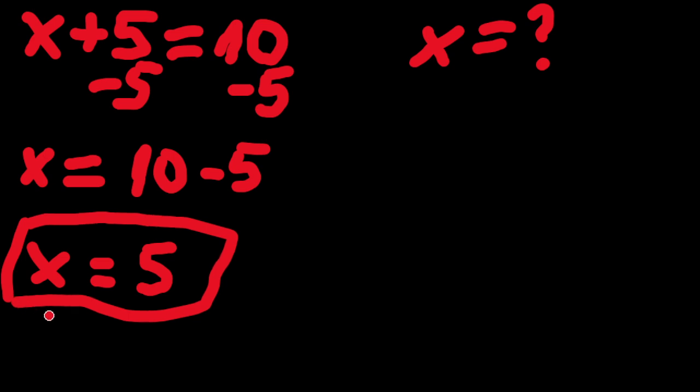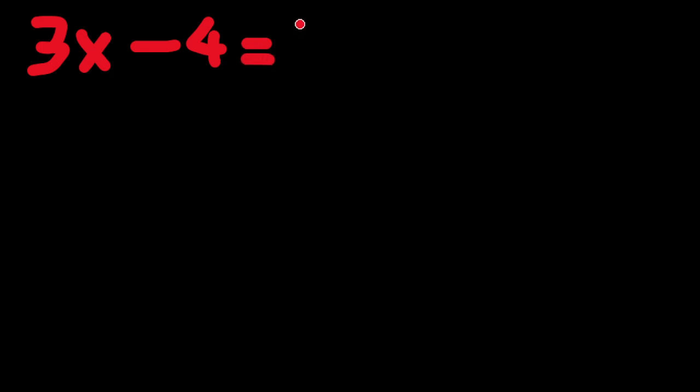Okay, now let's move on. Let's have a little bit harder one. So we'll have 3x, actually, let's do it minus 4 equals 8. In this case, we don't have just x, we have a 3x, but we don't worry about that right now. We concentrate on the number minus 4 and 8.